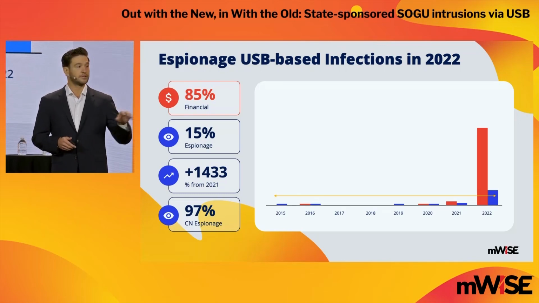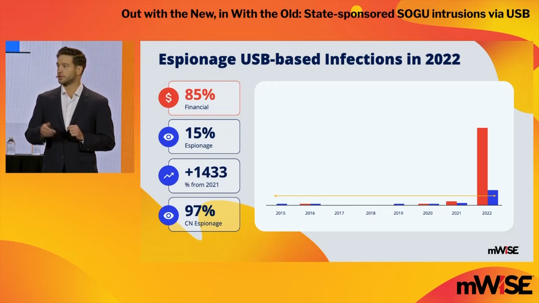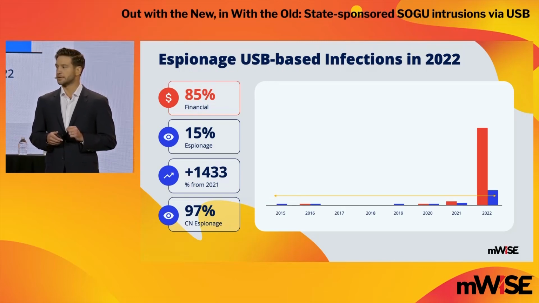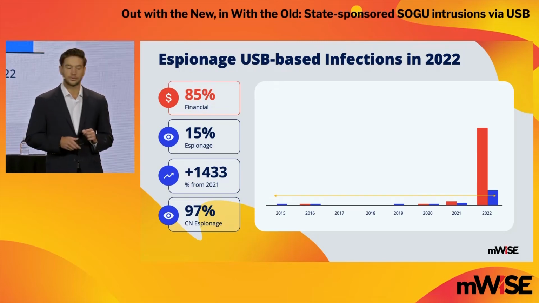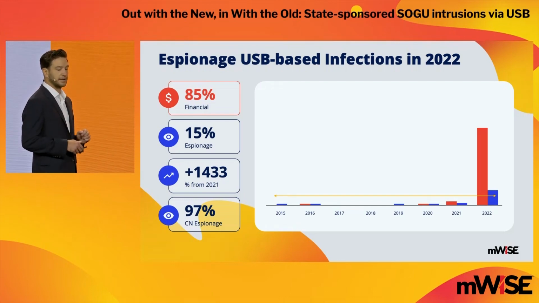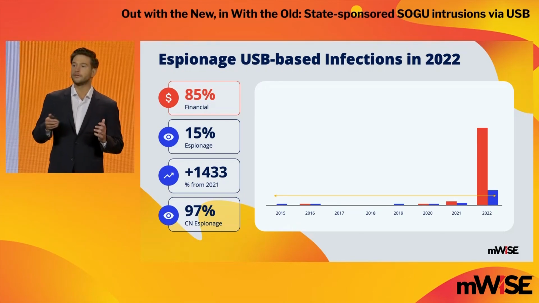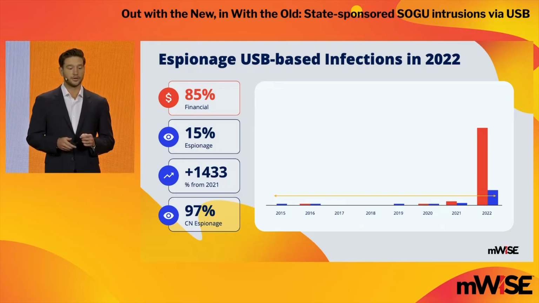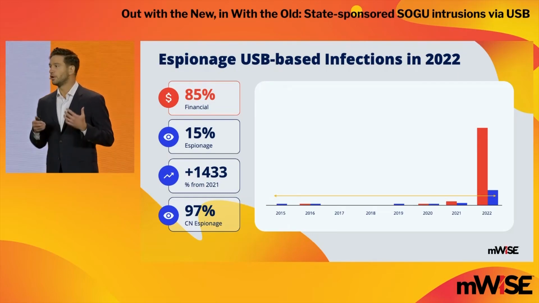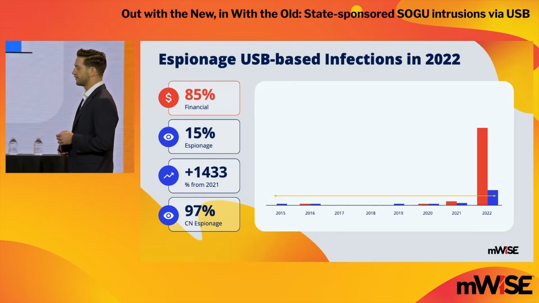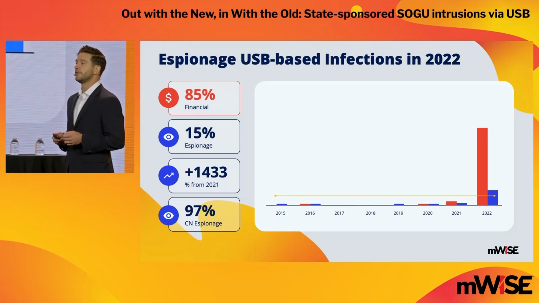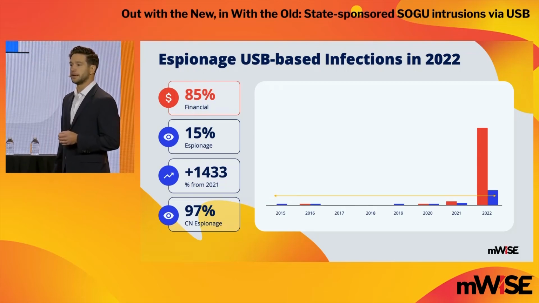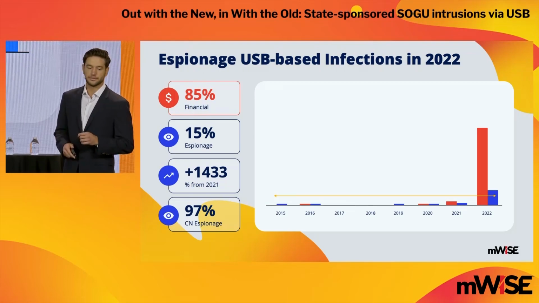But still, when we dive into the espionage-related threat actors who are using this infection vector, it's still a massive increase. From 2021 to 2022, more than 1,400%. And when we look at all of the espionage clusters who have used USB-based operations, in 2022, 97% were Chinese threat actors. And out of all of the Chinese threat actors who use this infection vector, the most prolific was UNC53, with the longest running USB campaign. That's why we're talking about them today.